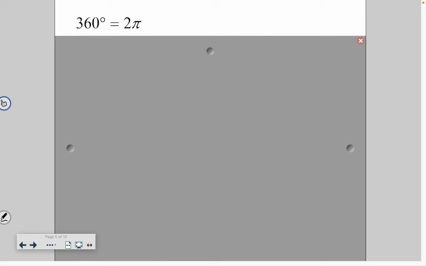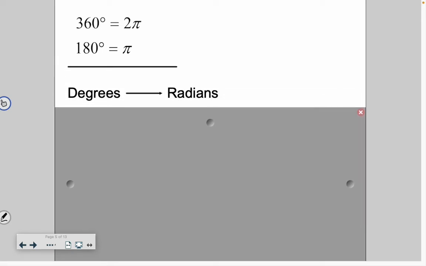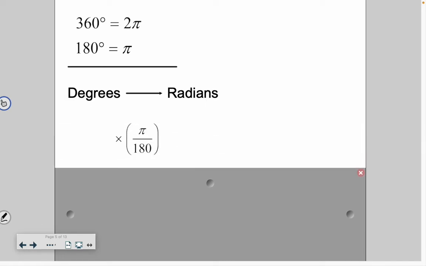This is your conversion back and forth between degrees and radians. 360 degrees, we saw in the video, is all the way around the circle. That is 2 pi radians, okay? Which means halfway around the circle is 180 degrees, which is pi radians. If we put those two pieces together, here's your conversion factor. If you are in degrees and going to radians, all you have to do is multiply by pi over 180. Because pi and 180 are the same thing.